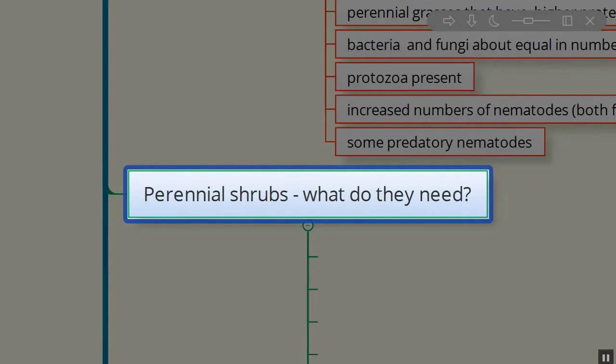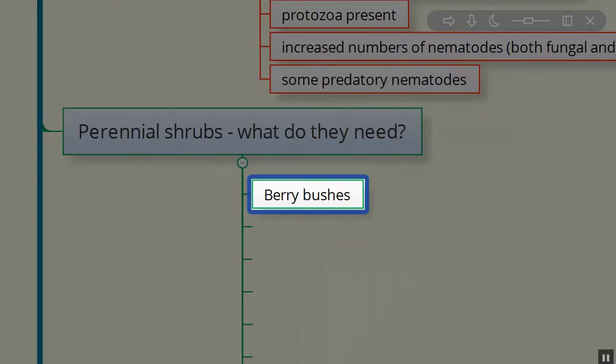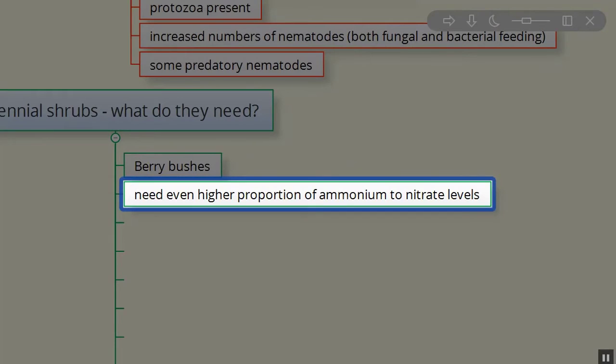What about our perennial shrubs? As permaculturists, we want lots of various berry bushes and all of our bushy and flowering species, nectar producing. So now we're getting much more biodiversity. These are the plants that we see on the margins, on the edges of the woodlots as well. So they need even higher proportion of ammonium levels relative to nitrate levels.